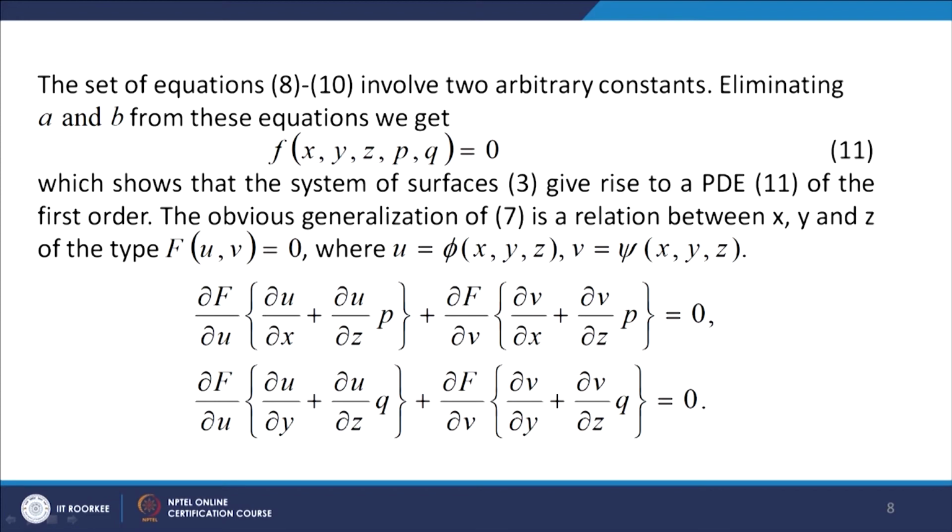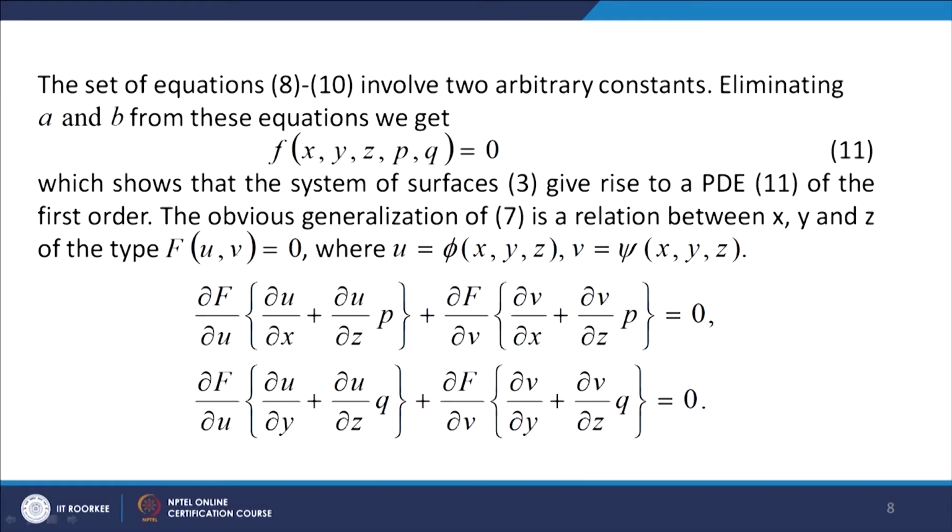psi(x, y, z). Now, when you differentiate this equation f(u, v) equal to 0 partially with respect to x, you get partial derivative of f with respect to u into partial derivative of u with respect to x plus partial derivative of u with respect to z into partial derivative of z with respect to x, which we are writing as p, plus partial derivative of f with respect to v into partial derivative of v with respect to x plus partial derivative of v with respect to z into partial derivative of z with respect to x, which we are writing as p, equal to 0.